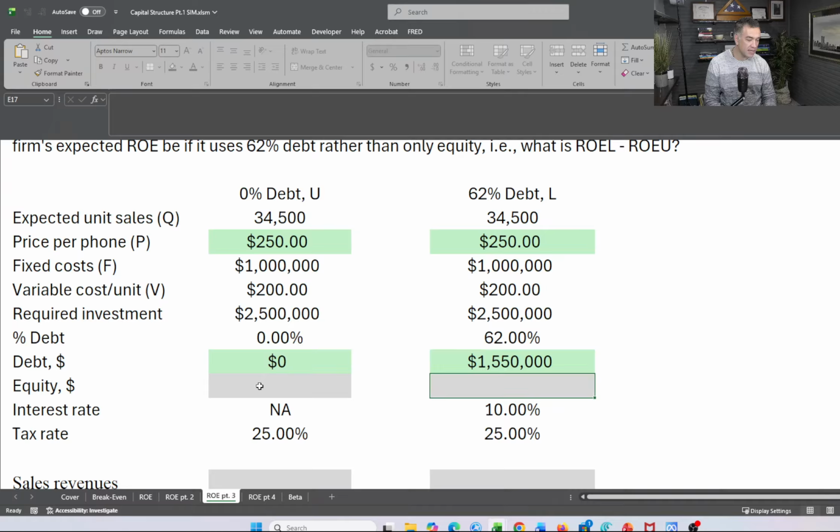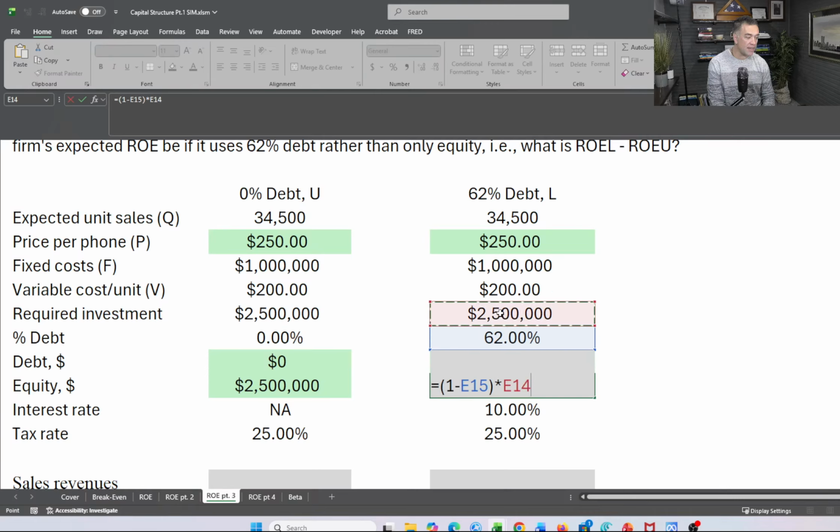So 62%. What is the dollar value of equity? Where this company is going to be the entire investment. We have to use all our money to start this project. And then another way of finding the equity is, well, how much equity do we own? Well, it's going to be 1 minus the percent of debt. 1 minus the percent of debt would be the percent of equity. I'm going to multiply that times the required investment.